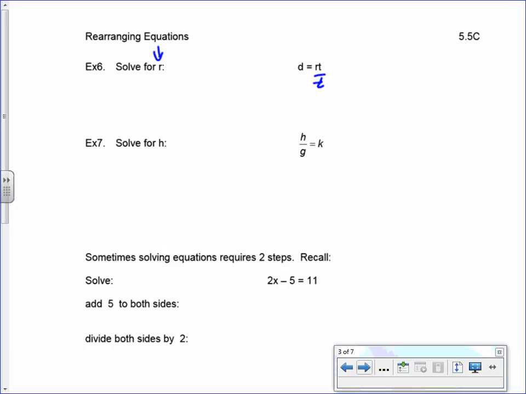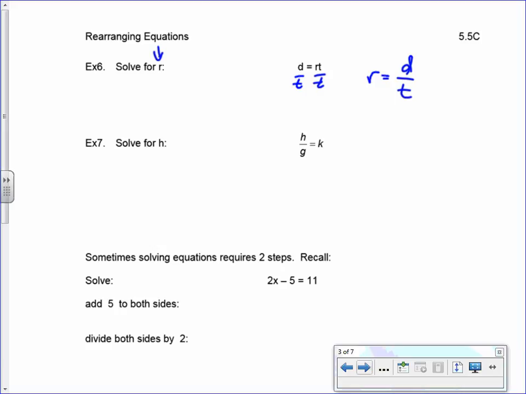T divided by T. And R is equal to distance divided by time. The rate is your distance divided by your time. These two formulas are equivalent. They're the same. All right? But sometimes one's easier to use and sometimes the other is.